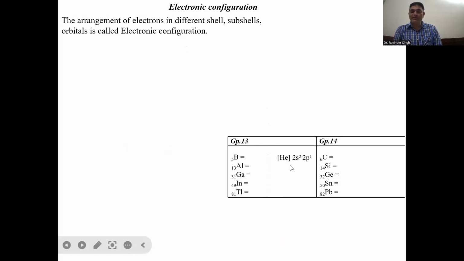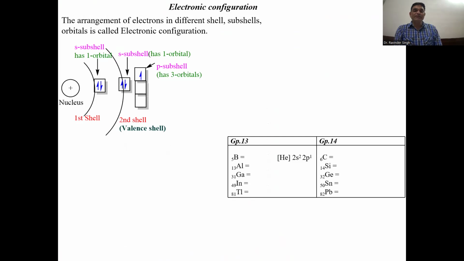Now we will write the valence configuration for the other elements also. You can see the diagram for boron here. 1s2, you can see the 2 electrons present in the first shell, and the 2 electrons in the s subshell of the second shell, 2s2. And 1 electron is present in the p subshell of the second shell, that is 2p1. You can see the diagram.